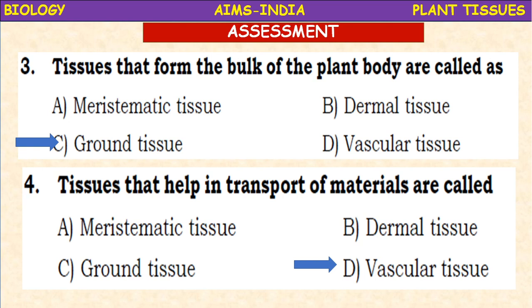The tissue which forms the bulk of the plant body: ground tissue. The tissue that helps in the transport of materials in plants: vascular tissue. So ground tissue consists of parenchyma, collenchyma and sclerenchyma. Vascular tissue consists of xylem and phloem.